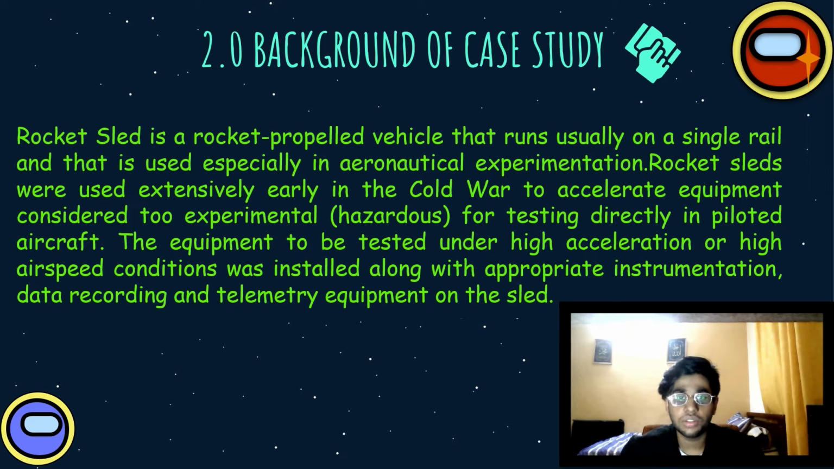Rocket sleds were extensively used in the Cold War. This is to accelerate equipment that is considered too experimental or hazardous for testing directly in piloted aircraft. Thus, this equipment needs to be tested under high acceleration or high speed conditions. It was installed with the appropriate instrumentation, data recording, and telemetry equipment on the sled. The sled was then accelerated according to the experiment design requirements for data collection along a length of isolated, precisely level test track.